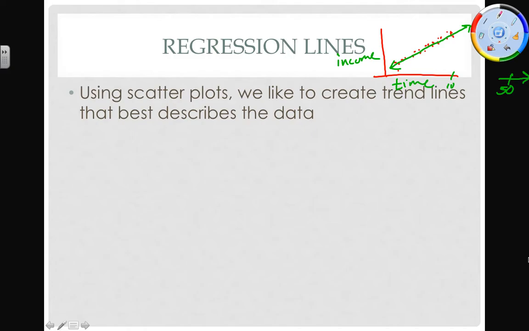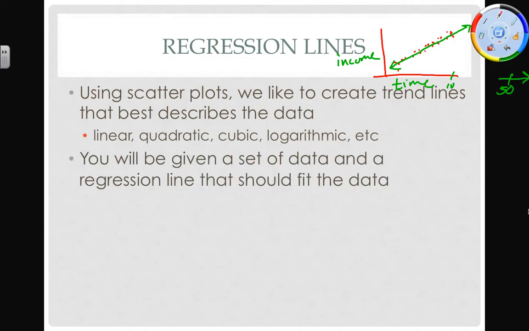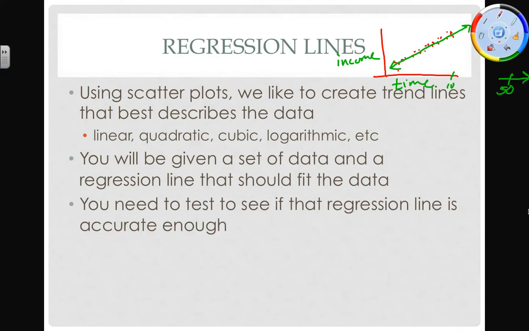All right? So what we're going to be doing today is kind of the simplified version of this. I kind of call it the baby version. There's different types of regression, but for the most part, we're dealing with linear. So you'll be given a set of data, but you'll also be given a regression line, an equation that is said to fit the data. And what you're going to have to do is test to see if that regression line is accurate enough for the data.